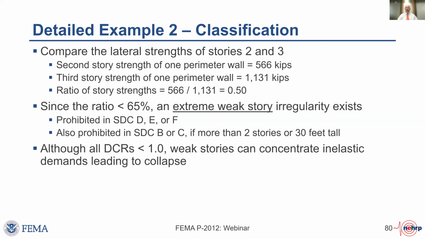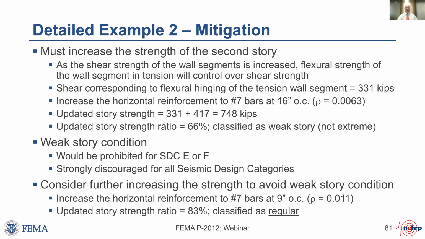Now, our calculations show that all of the DCRs are less than 1. So the design, quote, works, but it misses an important aspect of configuration at the weak story. To mitigate it, we need to strengthen that story. We talk about that in the example. You could strengthen it just enough so that it's not an extreme irregularity, but it's just irregular. That's not recommended, even though it may be permitted to have a weak story irregularity as long as it's not extreme. If you're going to improve the system, make it just a bit stronger and eliminate the irregularity completely.